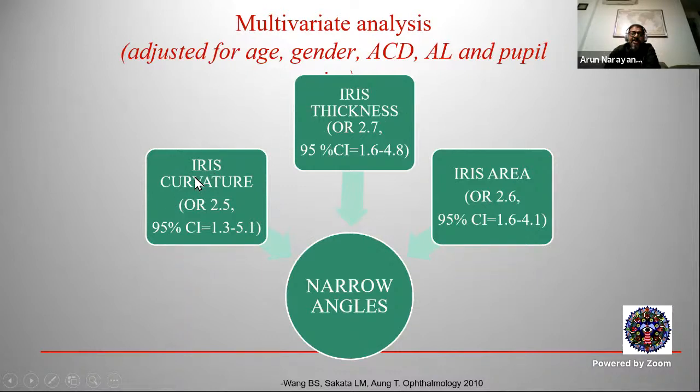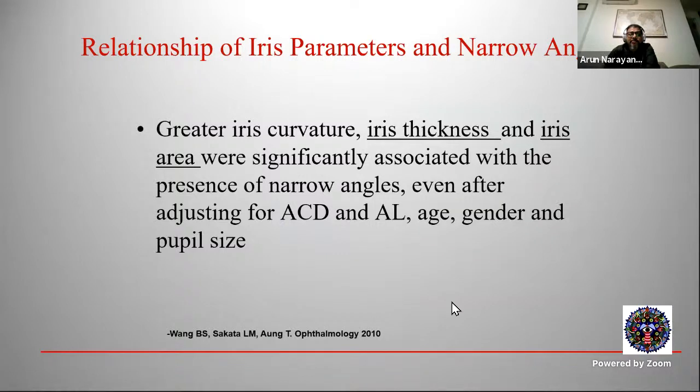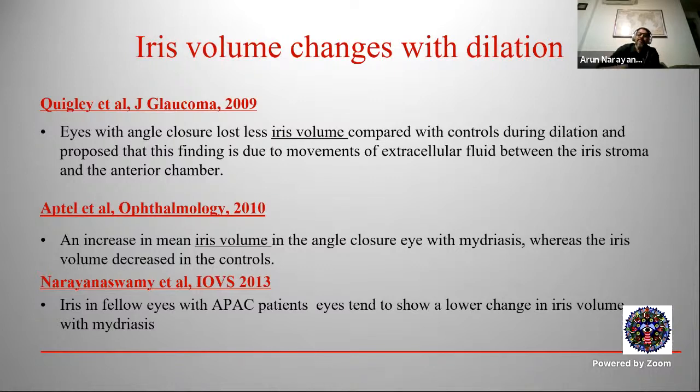Multiple iris parameters such as the iris curvature, iris thickness, and iris area are associated with narrow angles. The study from Ong and group noted that a greater iris curvature, iris thickness, and iris area was significantly associated with the presence of narrow angles, even after adjusting for anterior chamber depth, axial length, age, gender, and pupil size. Further, parameters such as the iris volume changes with mydriasis, the dynamic assessment of it, and its relationship to angle closure has been evaluated and studied by a significant group of members in the scientific community.